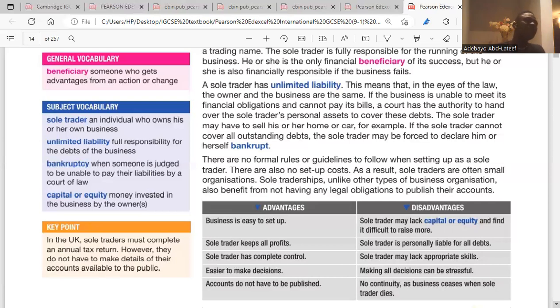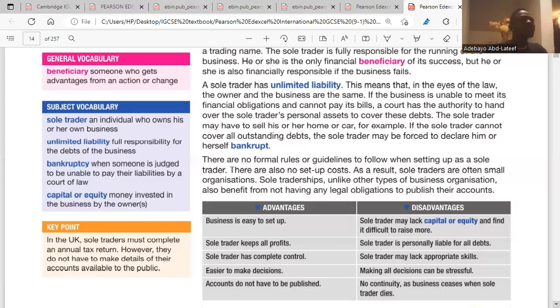So a sole trader has unlimited liability. When we talk about unlimited liability, it means the debt the business is having, what you owe to other people, what you owe to a third party. If the business is unable to pay it, it has to be transferred to your personal wealth. So whatever debt is available for the business can be retrieved from your personal wealth. I think it's clear.